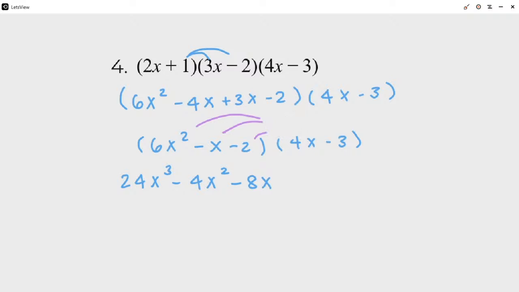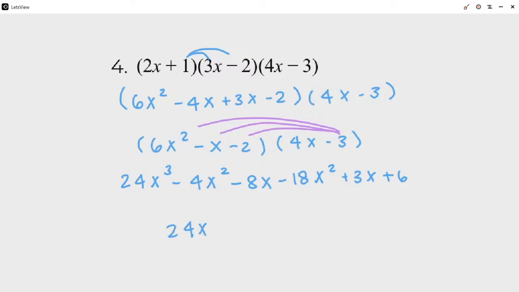And then, sorry, I erased too much. And then we also want to distribute the negative 3. So that's going to be negative 18x squared plus 3x plus 6. So now I'm going to combine like terms. So there's no other x cubed, so 24x cubed. We have negative 4x squared minus 18x squared, so that's minus 22x squared. And we have negative 8x plus 3x, so that's minus 5x. And we have our constant at the end, so plus 6.